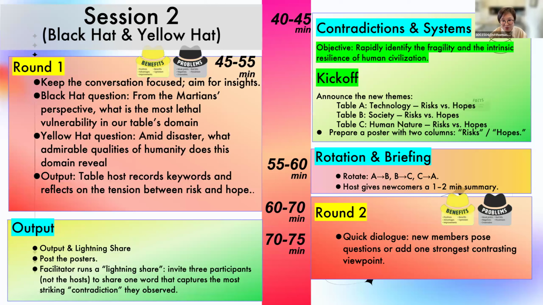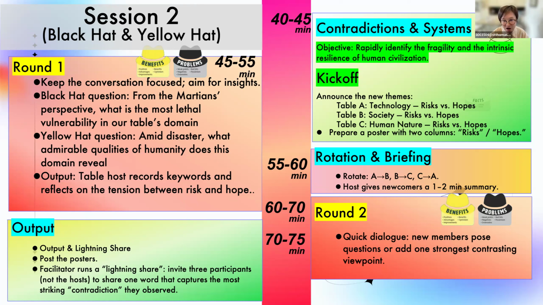And now we'll move into section 2, which will take us about 40 minutes, from minute 40 to 75. The core process is similar to round 1, but our focus and our tools are different. Our objective here is to identify the contradiction in the system, both the fragility and intrinsic resilience of human civilization. To do this, we are switching hats. We will be using the black hat to identify risks and problems, and the yellow hat to find benefits and hope.